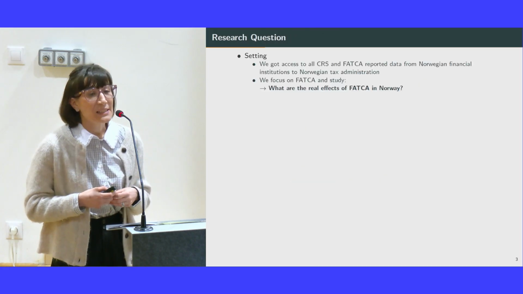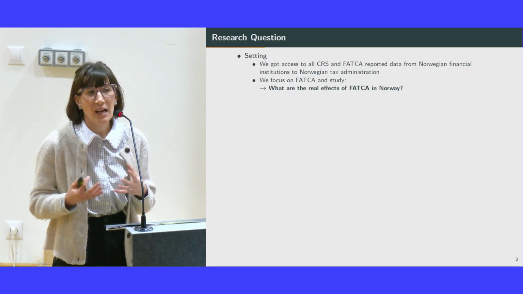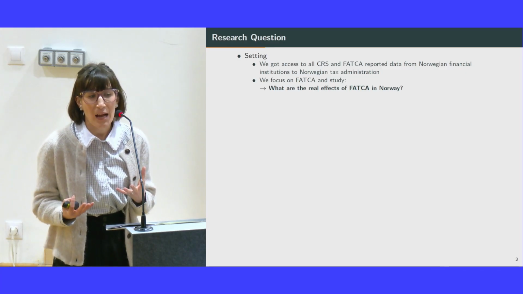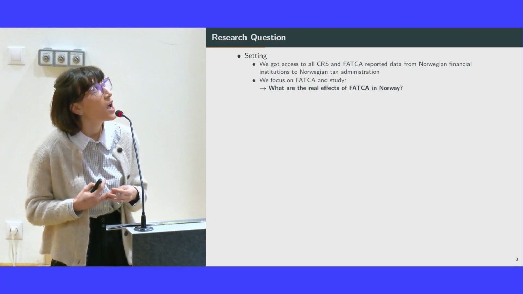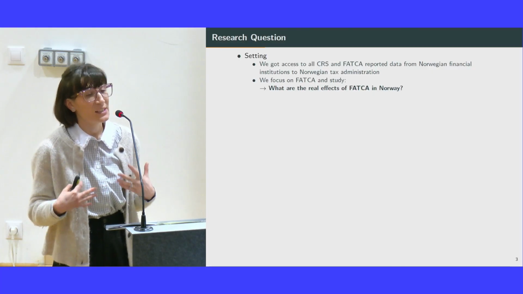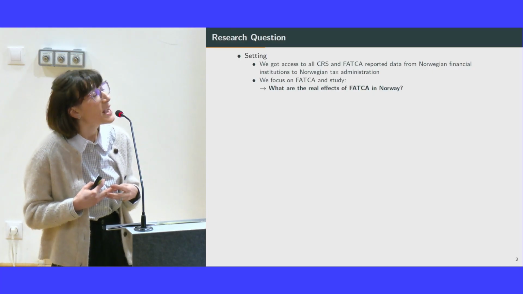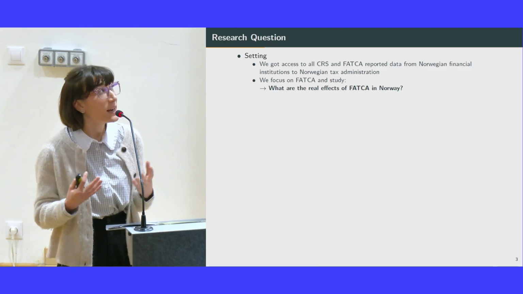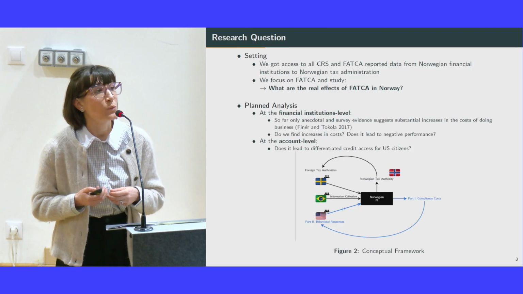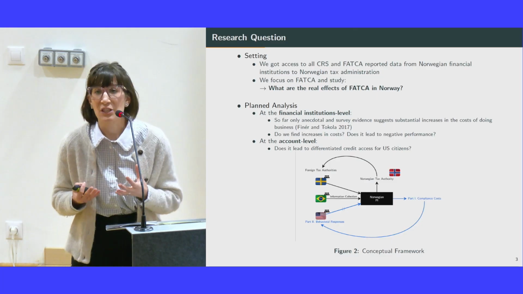What we are interested in is this: we take the setting of FATCA because it's the first model that was launched, and CRS basically follows FATCA. So if there is any cost that we can imagine for financial institutions and ultimately individuals in Norway, we want to start from there. And the idea is to look at the first financial institutions.